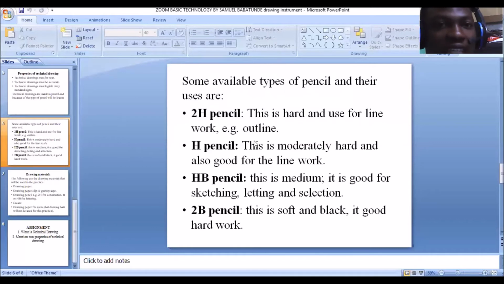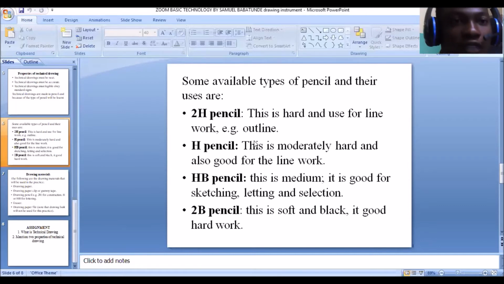So if you're asked in an exam, because you have to take note of these pencils in your exam, you might be asked which of these pencils is used for sketching, lettering, and selection. Have it in mind that it is the HB pencil, because HB pencil is medium. So it is the pencil used for sketching, lettering, and selection. Now, if you're asked which of these pencils is the hardest, you should know that it is 2H. 2H pencil is the hardest. And if you're asked which of these pencils is soft and black, you should know that it is the 2B pencil.